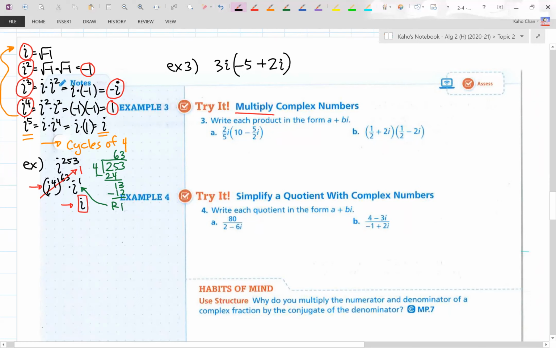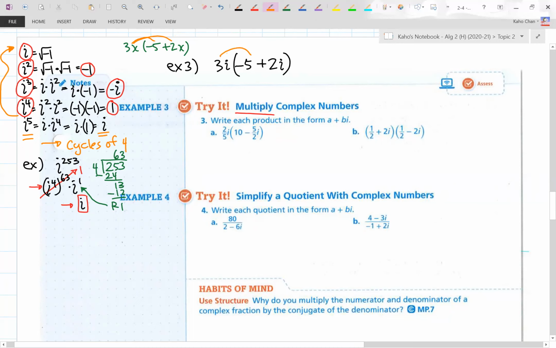It's kind of like something you might have been given in Algebra 1. Oh, 3x times -5 plus 2x. It's just one of those types of problems. Instead of x's, just pretend they're i's. Normally in Algebra 1, you would distribute. I'm going to do the same thing.